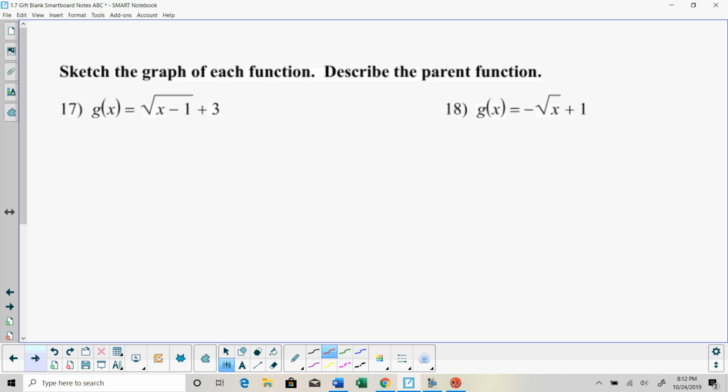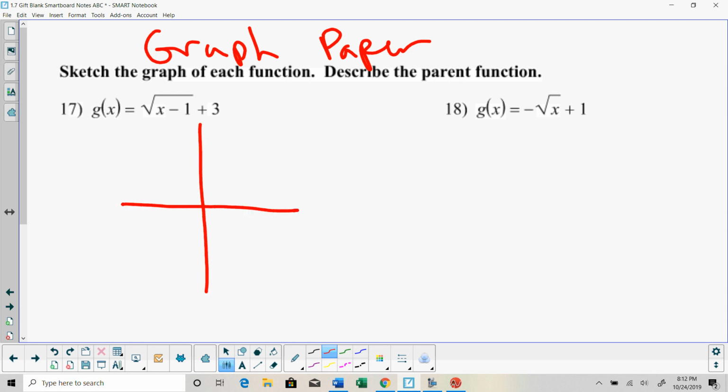And then for number 17, it says sketch the graph of each function. So I do want you to do these on graph paper, all right? Sketch doesn't mean just grab your calculator and type it in. This is you sketching this on graph paper. Of course, I'm not pulling out my graph paper just because I'm doing a quick job with you right now, but you're doing it on graph paper.